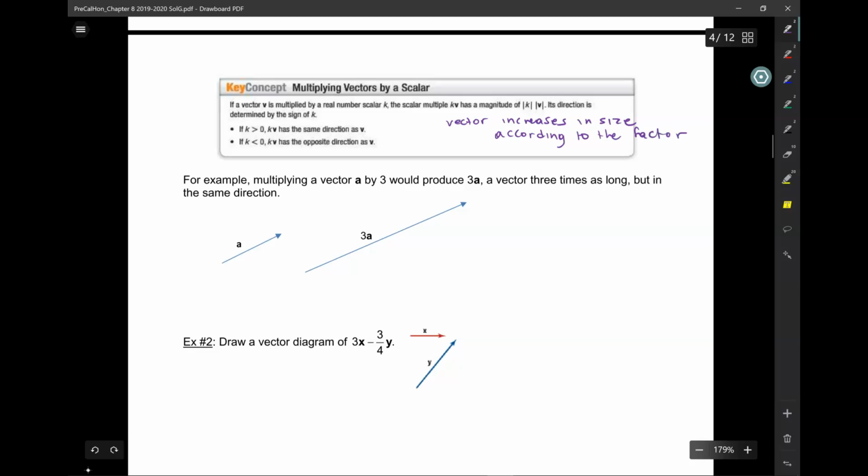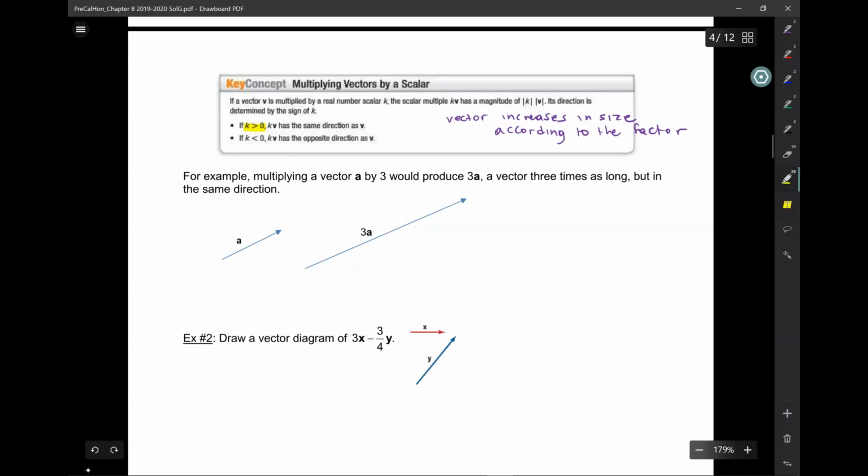Now, if the scalar that you're multiplying the vector by is positive, so if k is positive, then the vector stays in the same direction. But if k is negative, then the vector gets opposite direction.